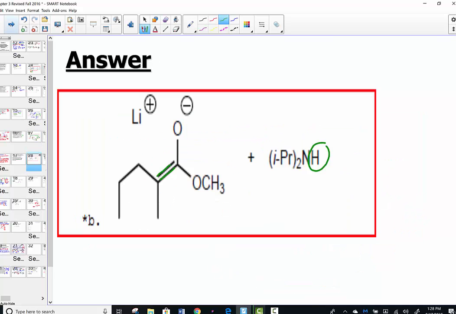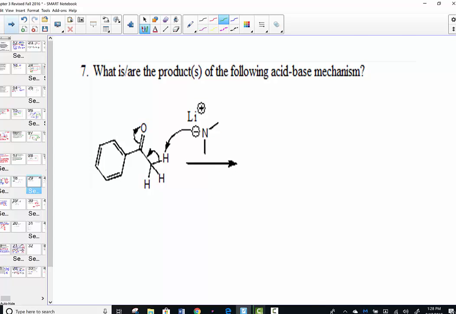Alrighty. This is an old test question as well. Again, tracking the flow of the electrons in this acid-base mechanism. Notice the nitrogen makes excellent bases. There's a lone pair of electrons on a nitrogen. They're going to attach to a positively charged hydrogen. That's forming a bond. So one of ours has already been figured out.